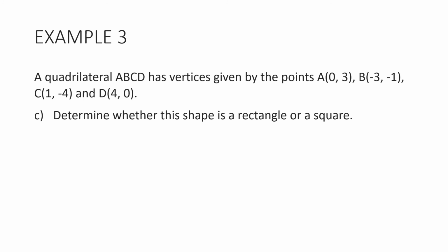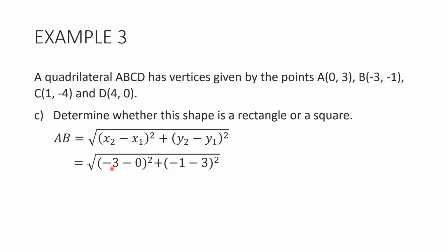So let's work out the length of the side AB and then the length of the side BC. All right, so here's A and B. So we're going to do -3 take 0 all squared plus -1 take 3 all squared. So this is -3 all squared, which is 9, and this is -4 all squared, which is 16, which gives us a square root of 25, which is 5.